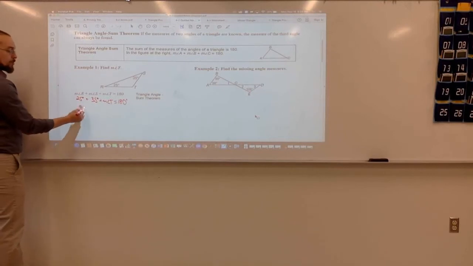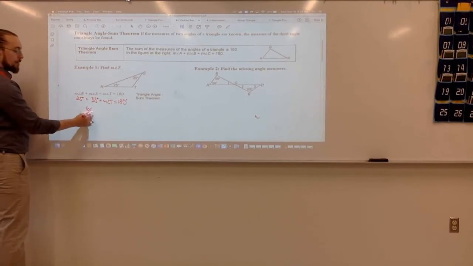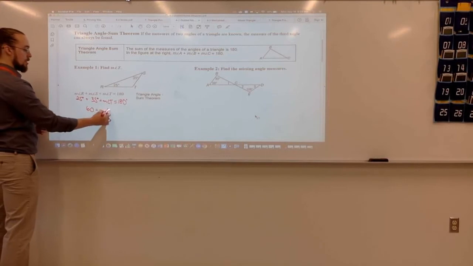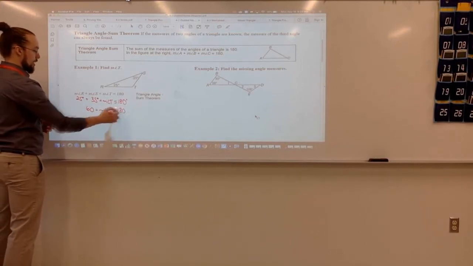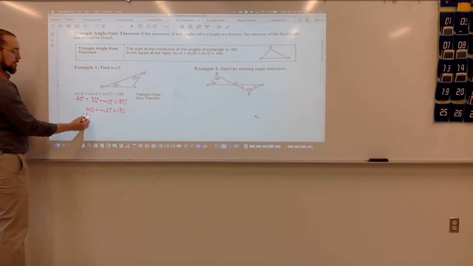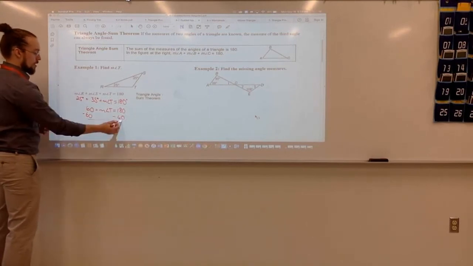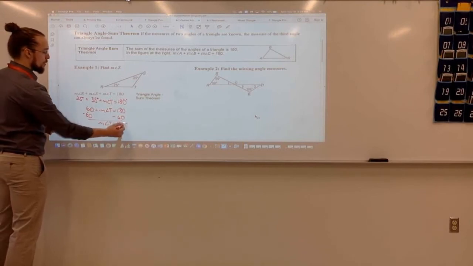So I can add these two together. 25 and 35 is 60. Then just subtract that 60 to the other side. And we get that the measure of angle T is 120 degrees.